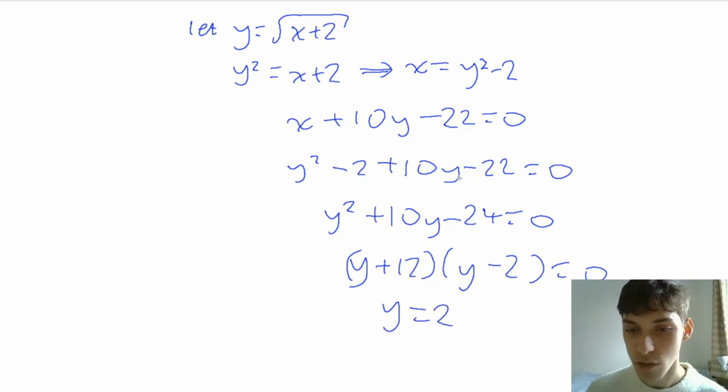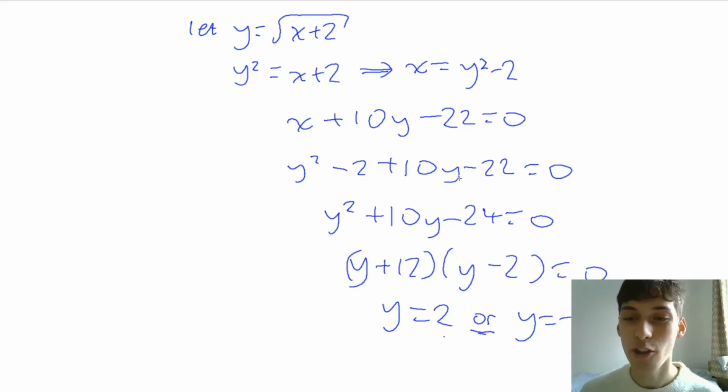We have y is equal to 2, or y is equal to minus 12. It's important we say the "or" here. They're not both true at the same time. One is true or the other is true, because y can't have both values at the same time.